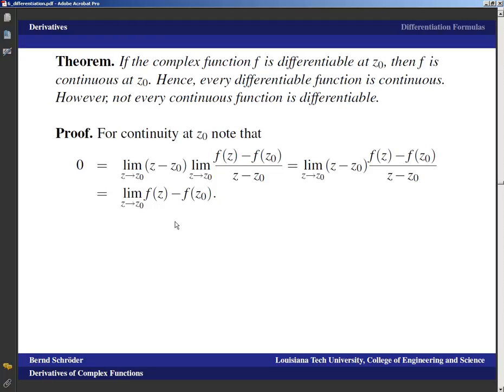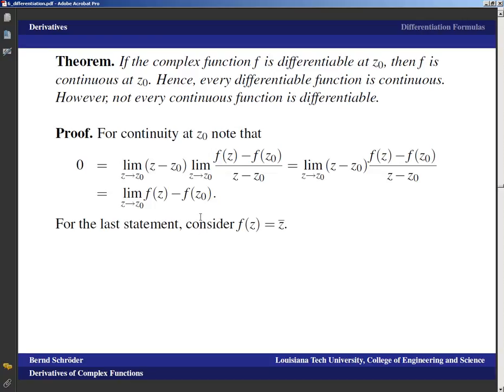So the idea of the proof was to show that continuity at z0 means that f of z goes to f of z0, which means f of z minus f of z0 goes to 0. And then the one trick there is in mathematics, right? One of the two tricks, multiplying by 1 or adding 0. We multiply by 1 and then puzzle things apart to realize that that's 0.